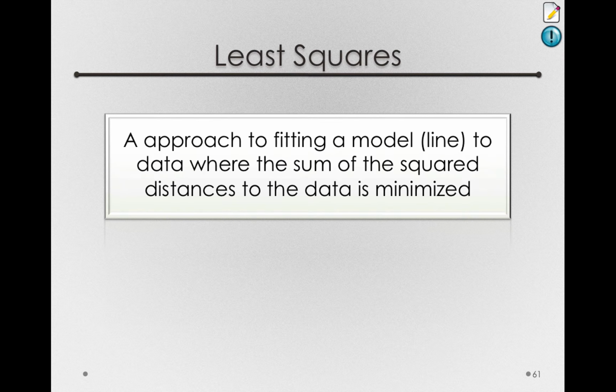And this is simply an approach to fitting a model, or a line, to data where the sum of the square distances to the data is minimized. Now, this method gives us something very special. Least squares estimators give us unbiased estimators. That is, estimators that will not over or underestimate a population parameter on average. Now, it's beyond the scope of this course to talk about the mathematics behind least squares estimators, but let's look at two different regression lines and see how a least squares criterion would apply.